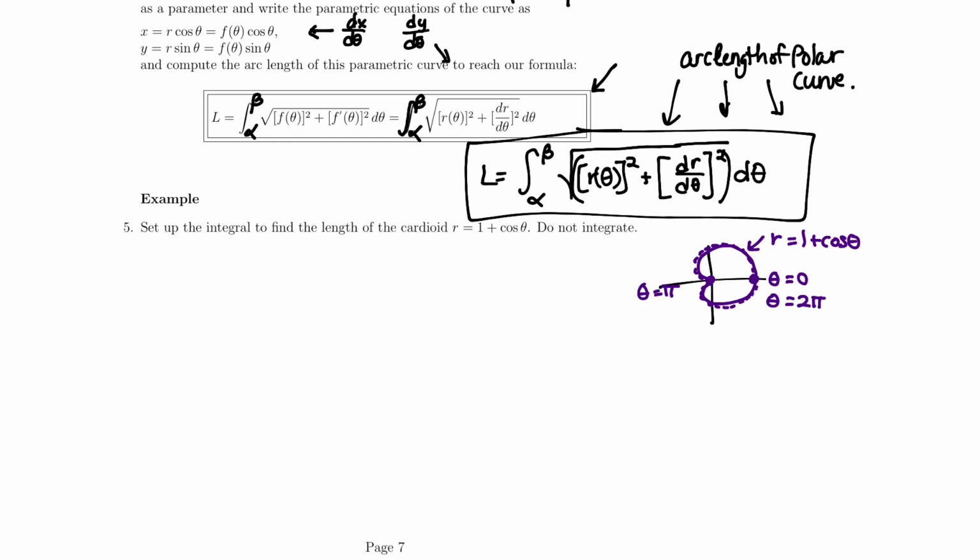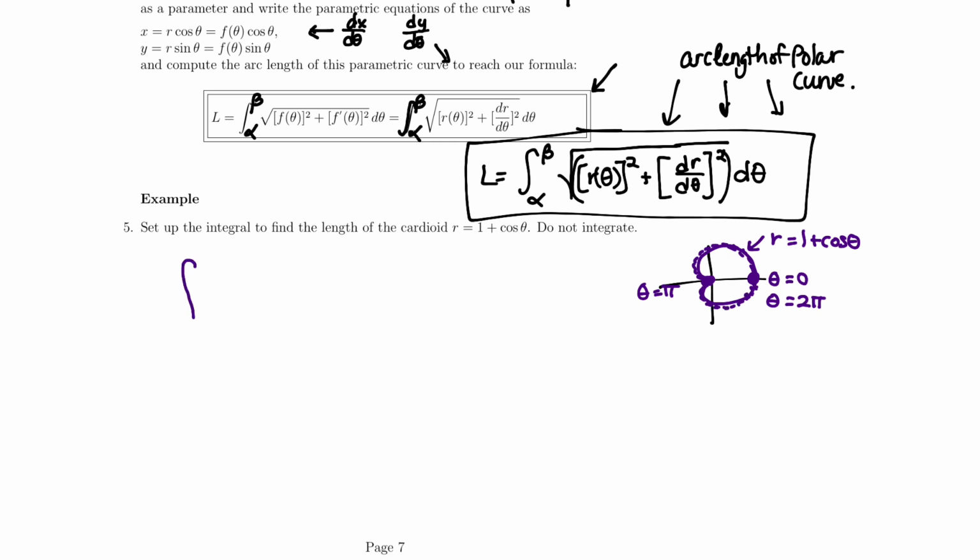Still have decimals. Oh, you guys can't see that. Sorry. No wonder you're looking at me like I'm crazy. Sorry, so here I am writing it over here. So 0 is over here, and then you go here at pi, and then you go back over here at 2 pi.